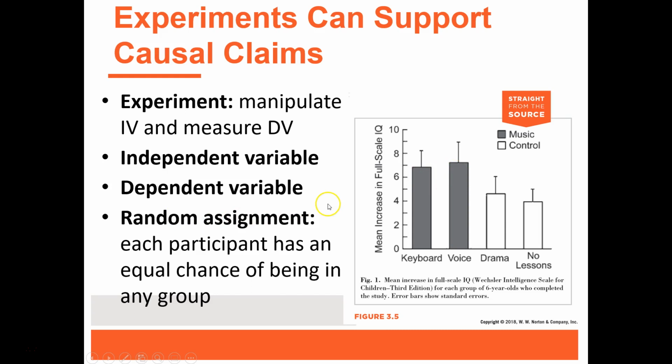And one of the other keys, and we'll talk more about this as we get to the experiment chapter in our book, is that not only do you have to have an independent variable and a dependent variable, but you have to randomly assign participants to be in any of these groups. Meaning, you wouldn't just take a group of people who are already taking keyboard lessons and already taking voice lessons and already taking drama lessons and already taking no lessons and then measure their IQ. In that case, that would be an association claim because I'm just measuring what type of lesson do you take and their IQ.